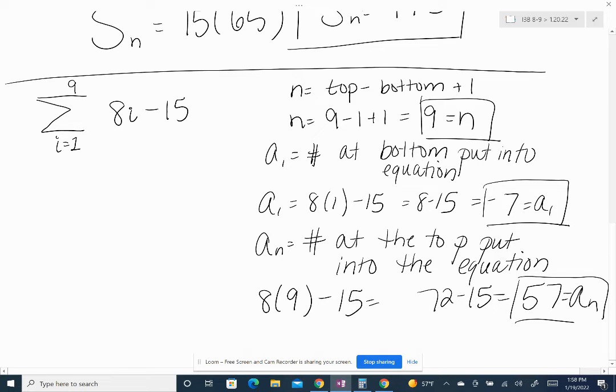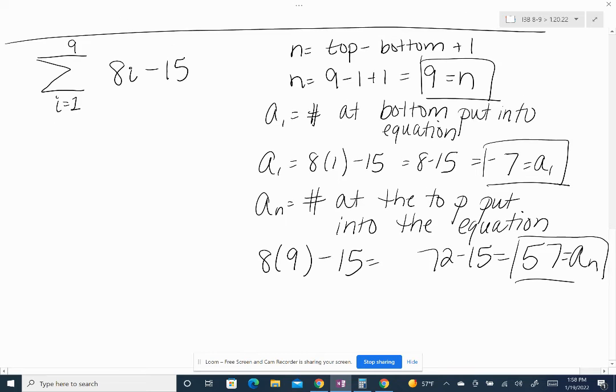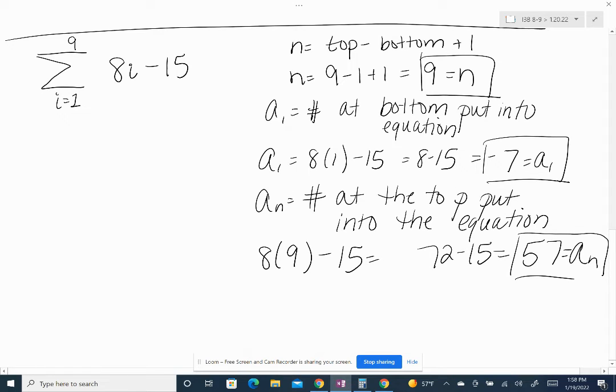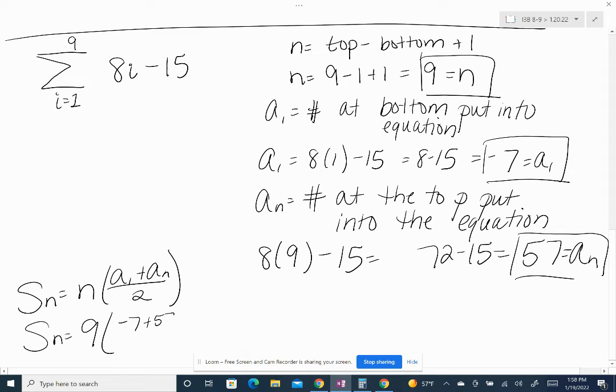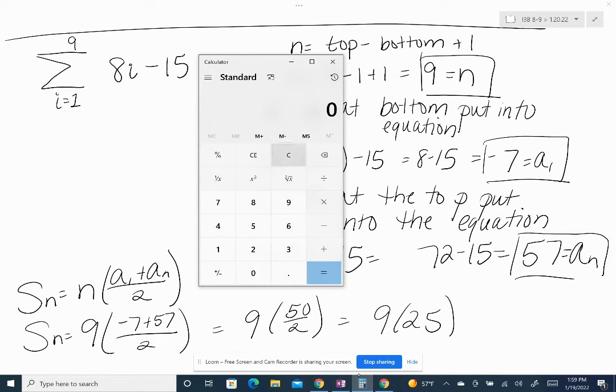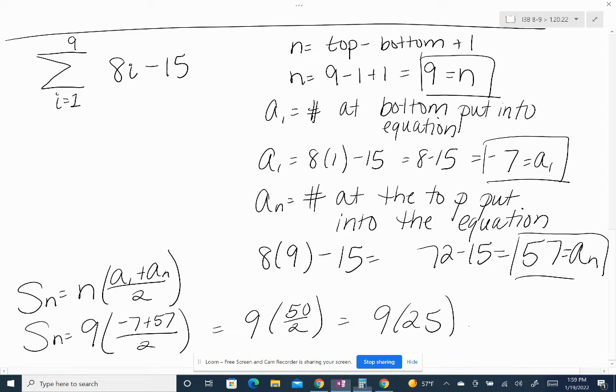So I found all the different parts that I need. So now all I have to do is put it back in our original formula. So our original formula for finding the sum is S of n is equal to n times A1 plus AN all over 2. So our n is 9. So negative 7 plus 57 over 2. I could already tell you that's going to be 50. You could double check on your calculator. So you have 50 over 2 times 9. 50 divided by 2 is 25. So 9 times 25. I don't know that off the top of my head. That gives me 225.